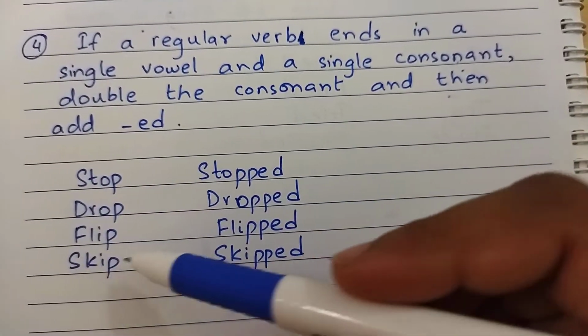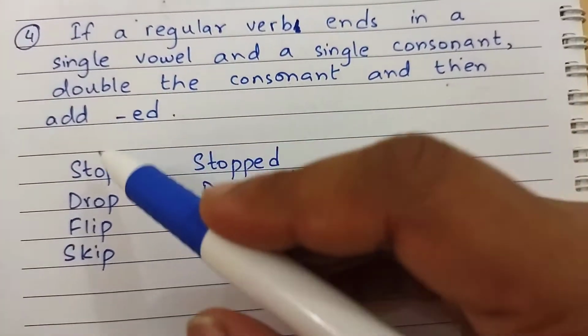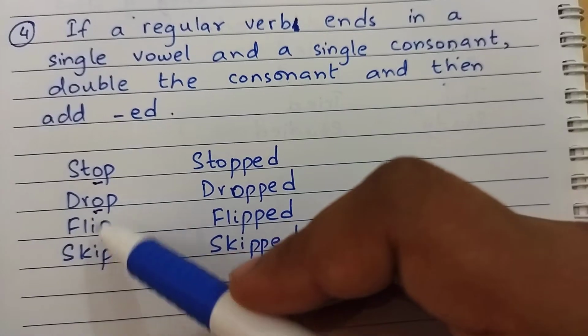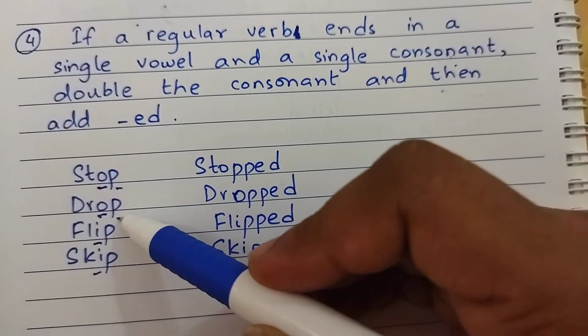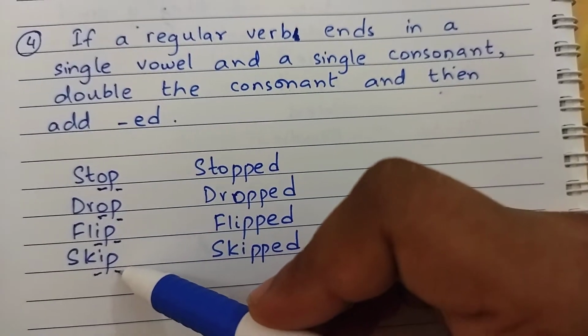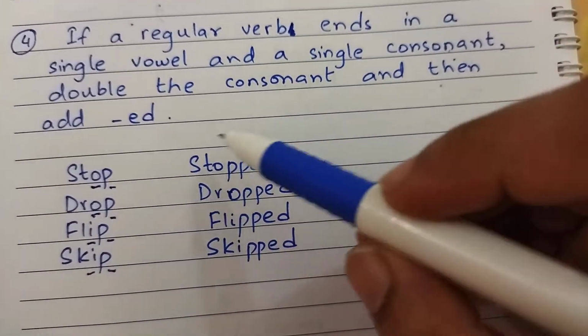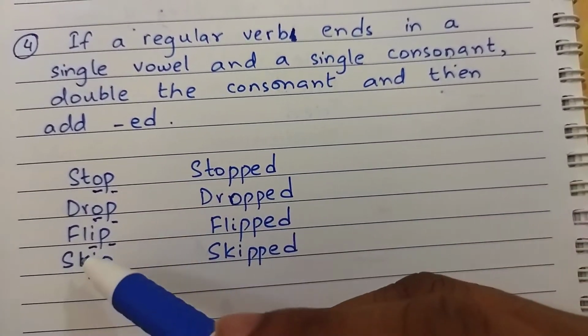Flip, flipped. Skip, skipped. So you see, we have a vowel in each of these verbs, right? Followed by a consonant. So we are just doubling this consonant in the second and the third form. Stop, stopped. Drop, dropped. Flip, flipped.